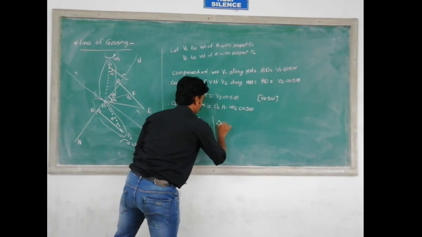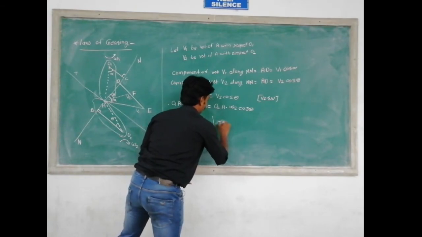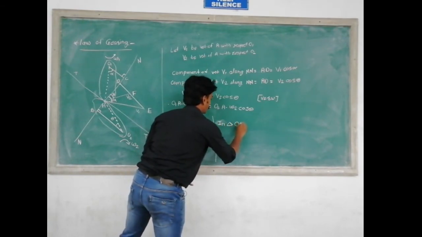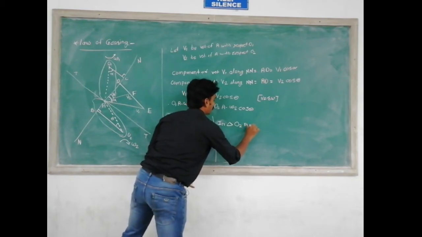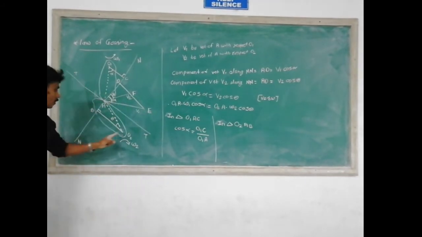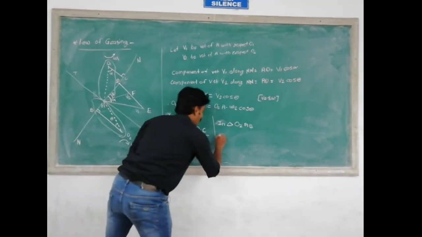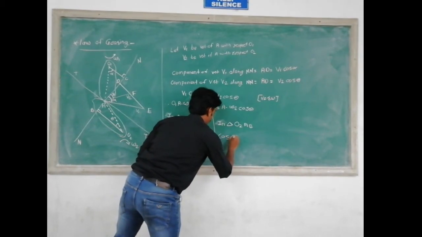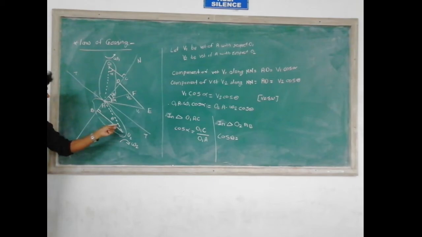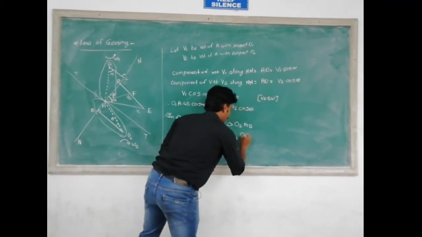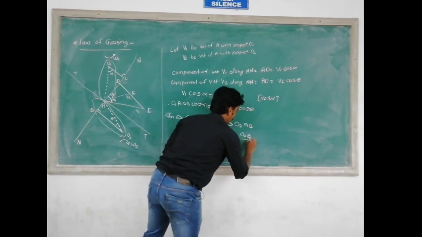Similarly, in triangle O2AB, cos of theta is equal to the adjacent side for theta, which is O2B. Therefore here we will get O2B divided by O2A.